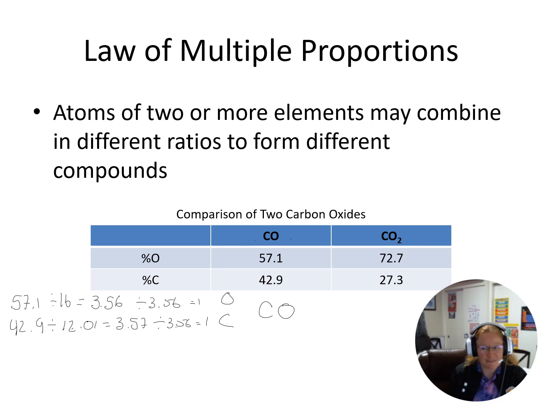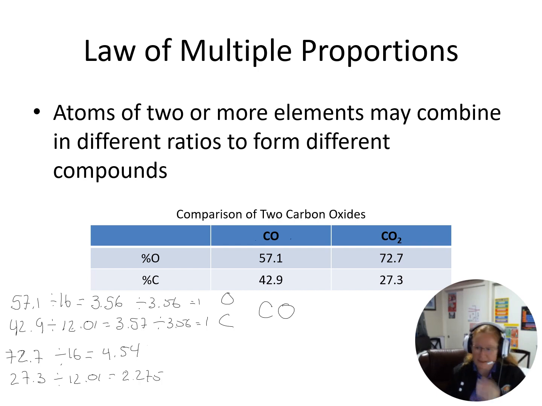I can do the same thing for the carbon dioxide. I can take that 72.7 divided by my 16. I get 4.54. I take my 27.3 divided by 12.01. This time I'm going to get 2.275.